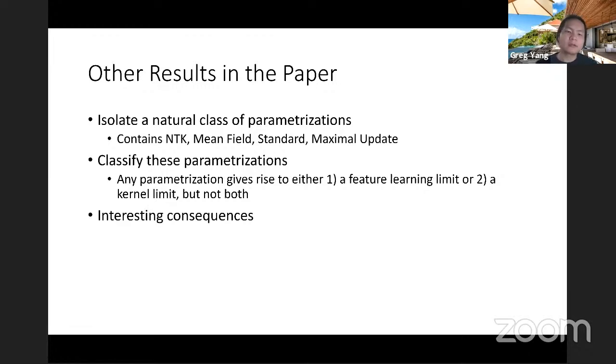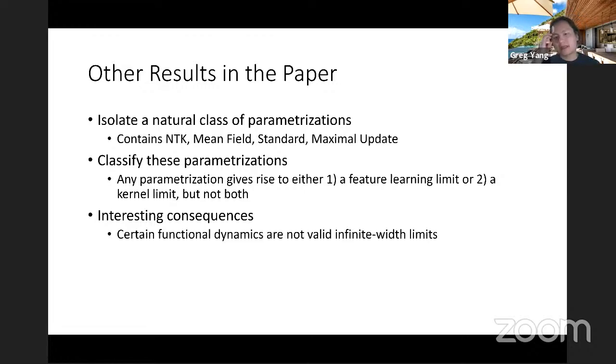And this gives you some interesting consequences. One is that certain functional dynamics are not valid infinite width limits. In other words, it's not like you can just grab some kind of functional dynamics out of a bag and there will be a neural network that corresponds to it in the infinite width limit. That's not the case. I'll give you some concrete examples, for example, higher order generalizations of NTK dynamics. I think this example is very pertinent because a lot of people after the NTK paper just tried to expand more terms: instead of first order Taylor expansion, you do higher order Taylor expansion. And doing that doesn't give you valid limits.